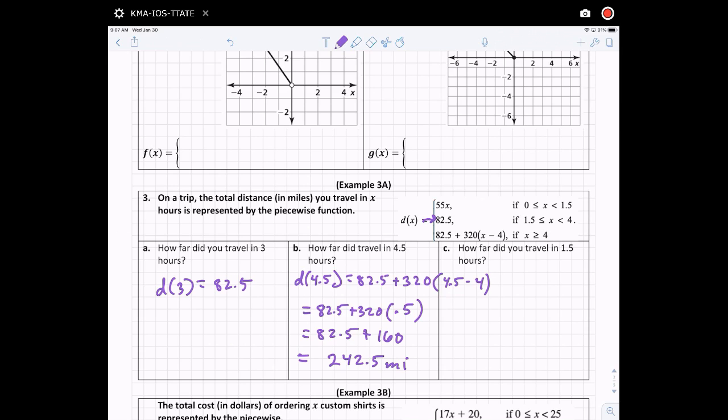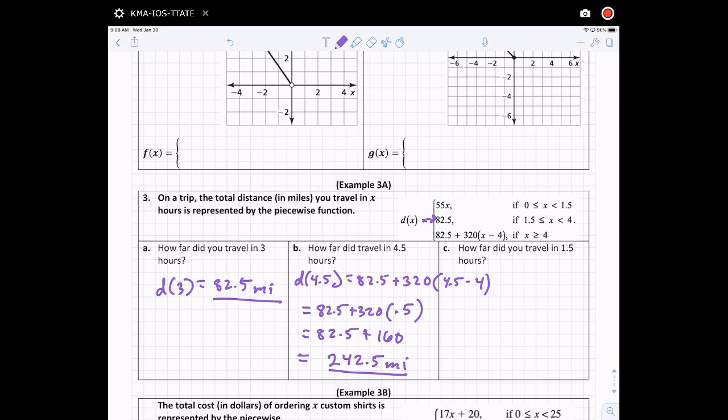On algebra? 2? That's up. Okay, that's your answer. And by the way, this would have been the first one. If you don't put miles, I'm not going to dock you unless it's specifically ever said. Make sure you write your units.